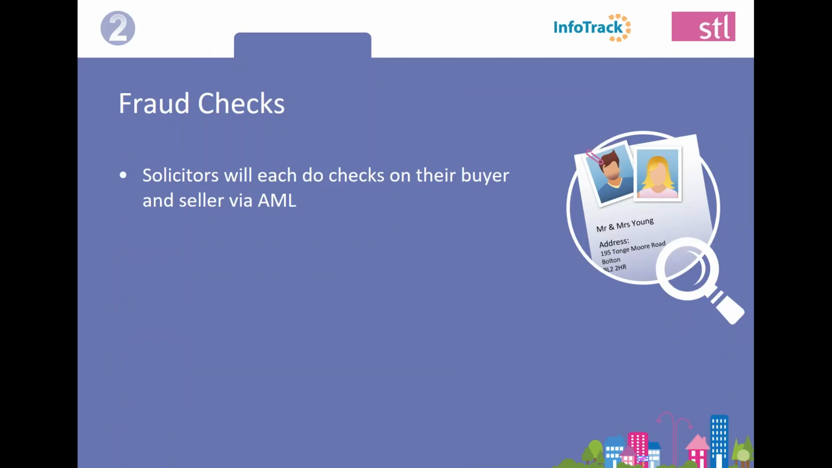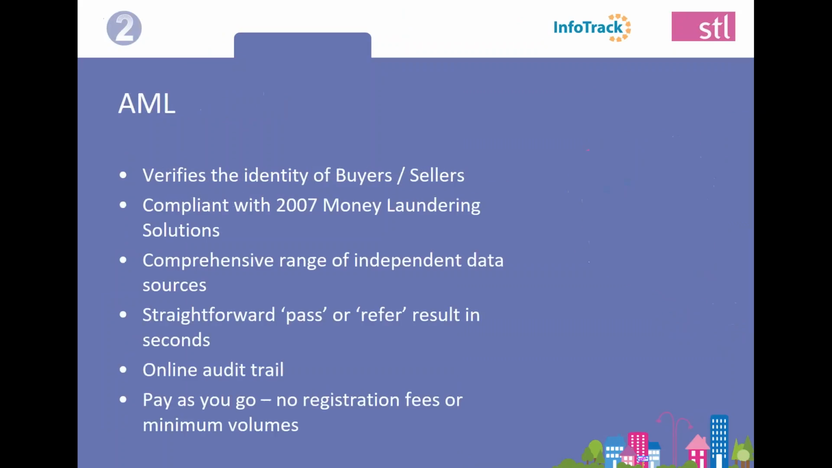So solicitors will do checks on the buyer and the seller, as I've just said. What is AML? It's an anti-money laundering search, and it's under the regulations of 2007 that says you need to verify the identity of all clients as part of the customer due diligence process. Failure to comply poses many risks, and that can actually include criminal and disciplinary sanctions. And it's something that you obviously get audited on as part of the due diligence process.